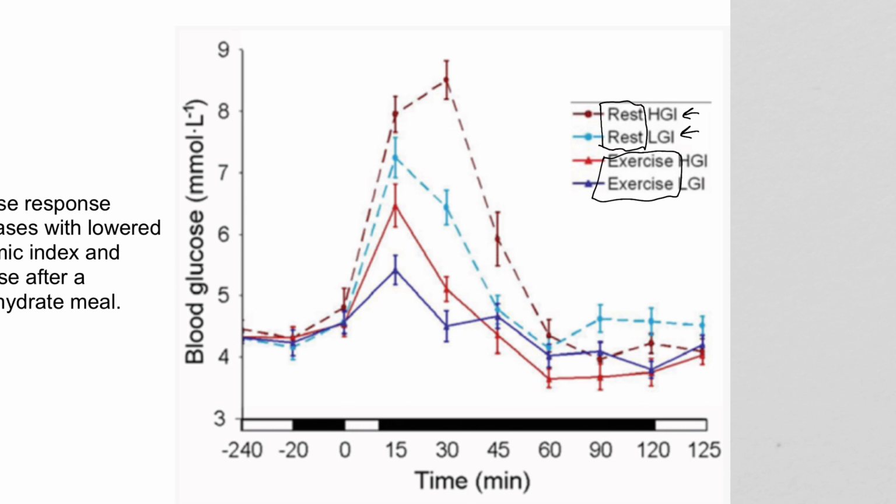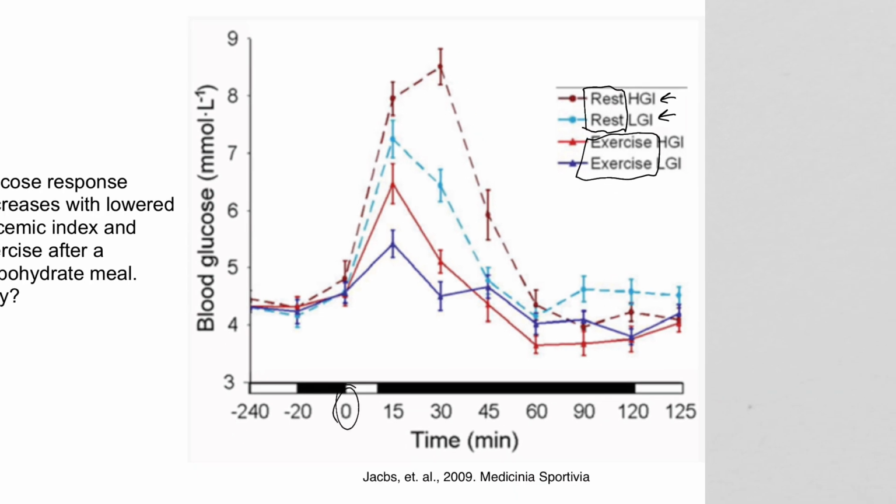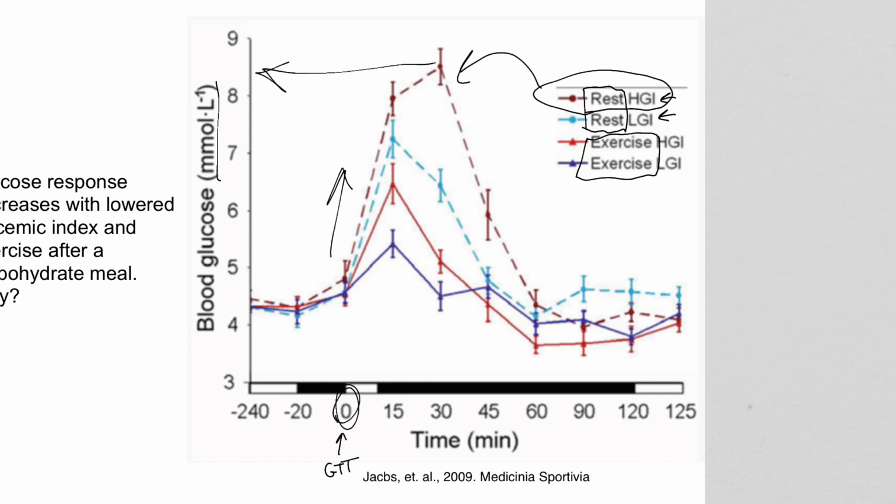All right, so what this is showing you is, same as the previous graph, time zero is when you give these people their glucose tolerance test. And in all cases, we see an increase. But in the people that were resting and ate the high glycemic index food, the starchy, sugary stuff, their glucose went through the roof. Right, this is in millimoles per liter instead of milligrams per deciliter, but this value is well over 200 milligrams per deciliter. It's very, very high. On the flip side, if you have them resting but give them low glycemic index foods, we come down a little bit.